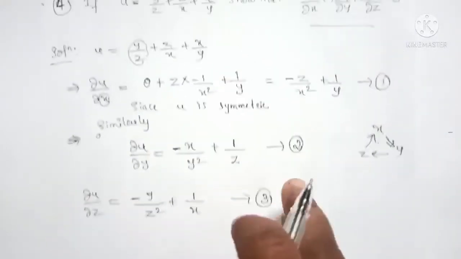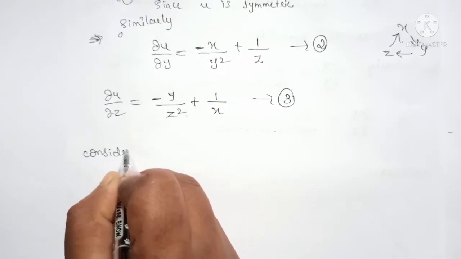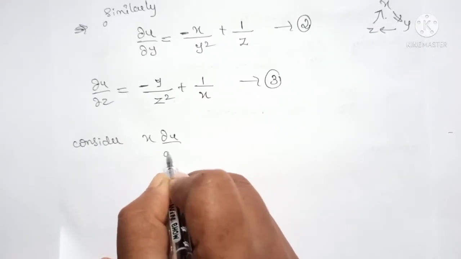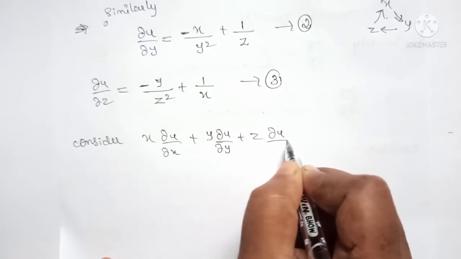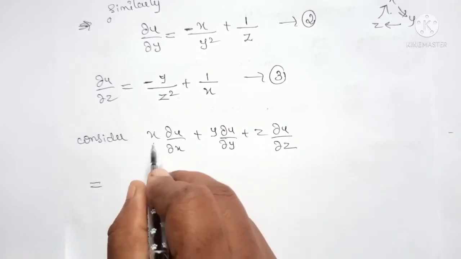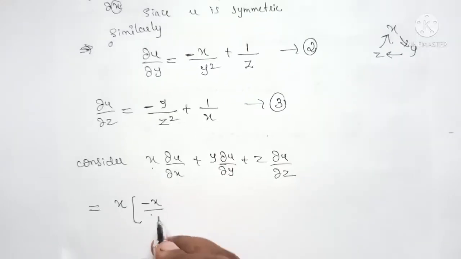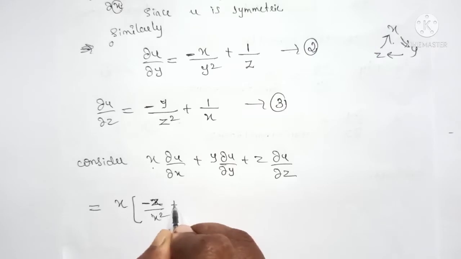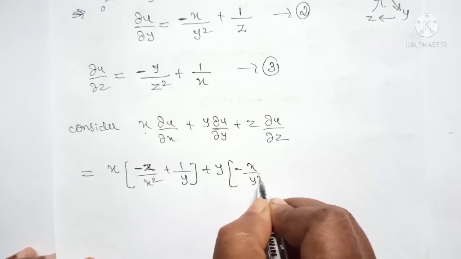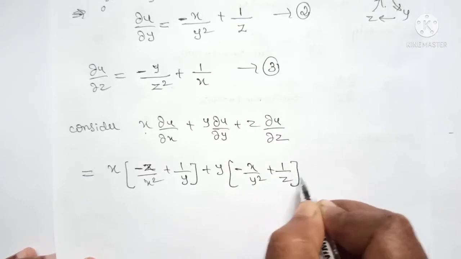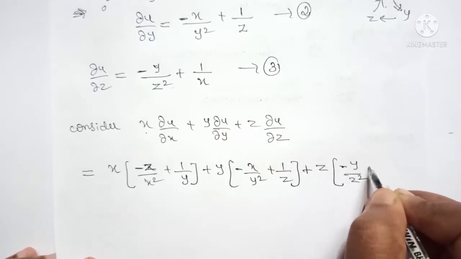So now we need x ∂u/∂x. So consider LHS: x ∂u/∂x plus y ∂u/∂y plus z ∂u/∂z. It is equal to x times the ∂u/∂x value, which is minus z by x² plus 1 by y, plus y into minus x by y² plus 1 by z, plus z into the ∂u/∂z value, minus y by z² plus 1 by x.